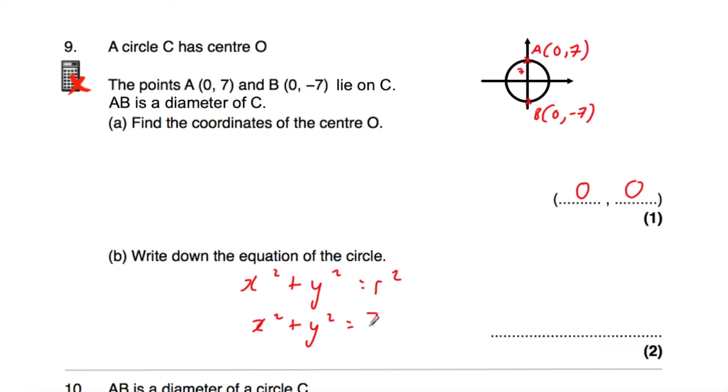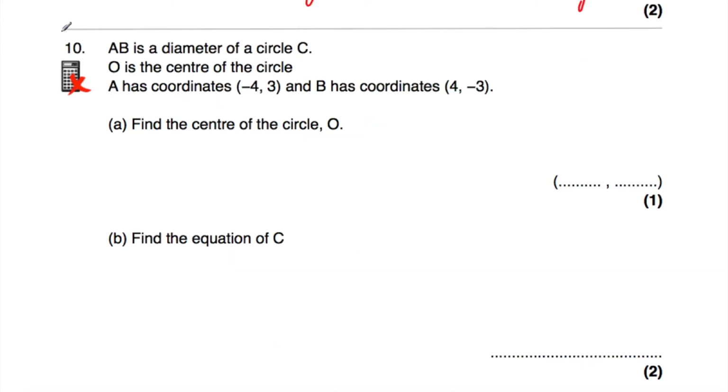So that means it's going to be 7 squared, because it's the radius squared. And 7 squared is 49, so it's going to be x squared plus y squared equals 49, and that's it. That's the equation of the circle. Okay, let's have a look at our next question, question number 10.